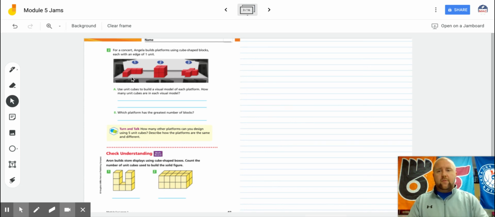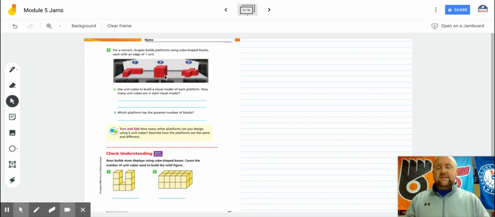So when we look at question number 1, we can see all the unit cubes here, right? We have 1, 2, 3, 4. We have 5 of them because there's 3 on the side here and then 2 right there. So that's 5.